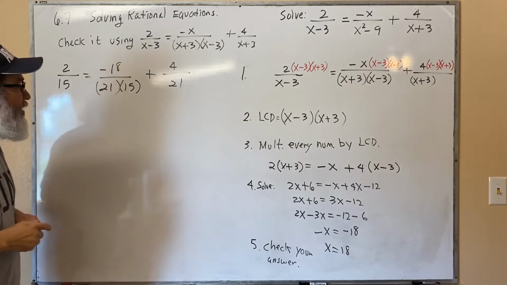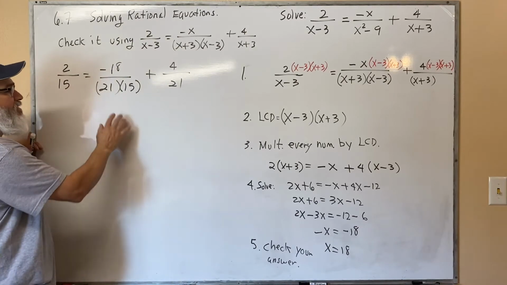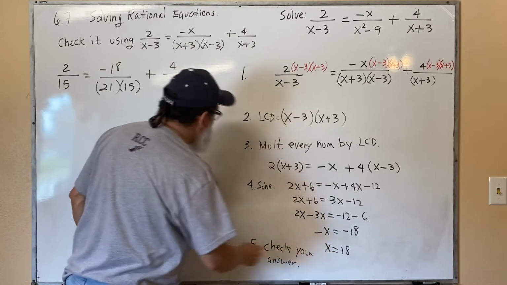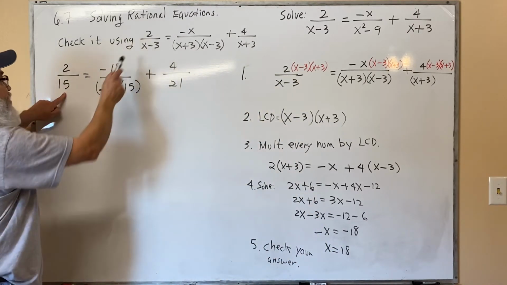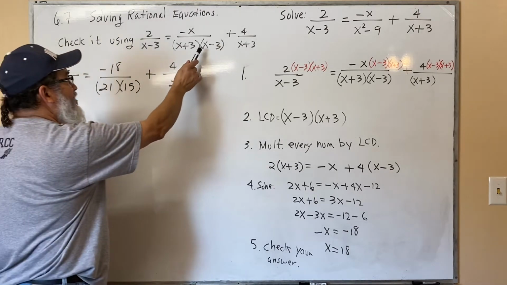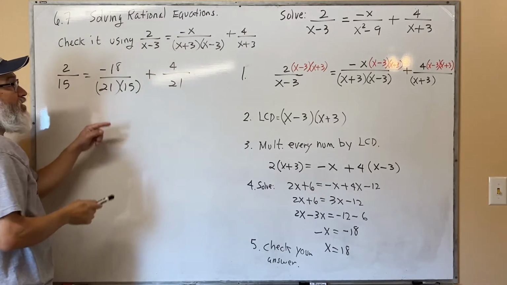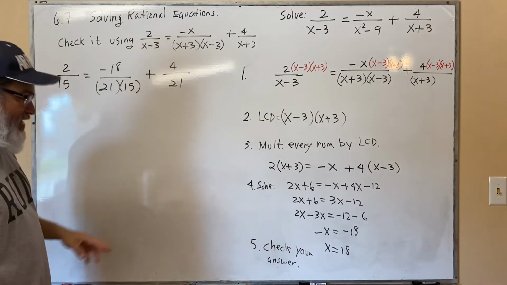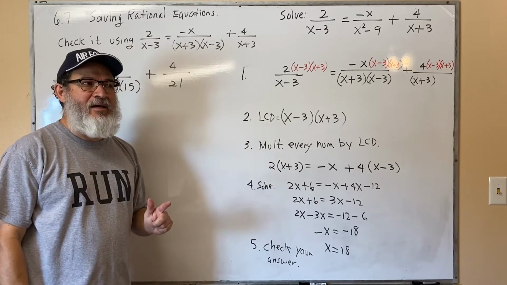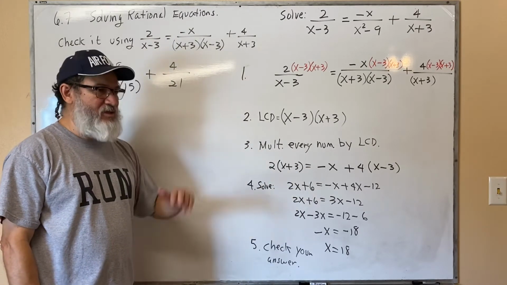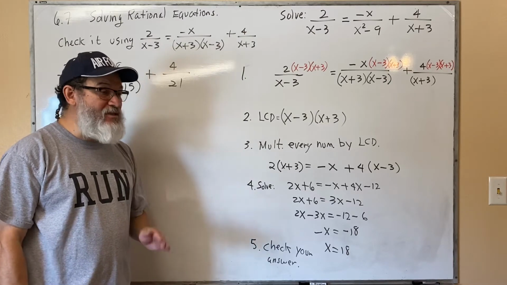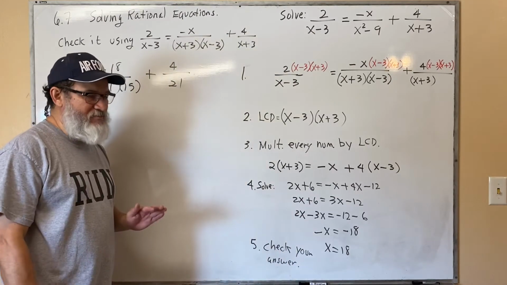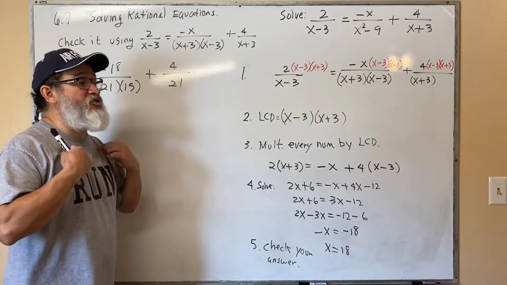If you run out of time, just make sure that this answer does not make the first denominator 0, it doesn't, it's 15. It doesn't make the second denominator 0, it's 21 times 15. And it does not make the third denominator 0, 21. Make sure that the answer does not make any denominator 0. If that happens, your answer is basura. And of course, you're not going to say basura. You're going to say extraneous. If we go like this, extraneous solution. Okay.